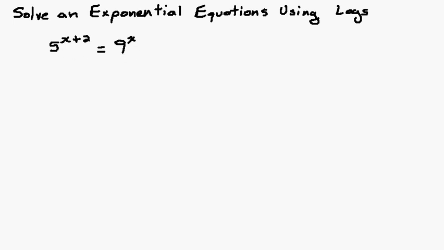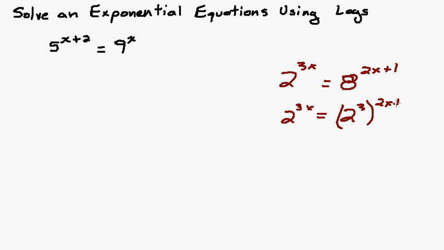Just to refresh your memory, if you've gotten to this point with these kinds of problems, you've probably done exponential equations where you don't have to use logarithms. Those would be the kind of problems where you can get the base the same. Say you had 2 to the 3x equals 8 to the 2x plus 1. If we had this problem, we wouldn't have to use logs because we could turn 8 into 2 to the third power, and then use the laws of exponents to multiply these two exponents together. Make sure you distribute that 3, so you'd get 6x plus 3.